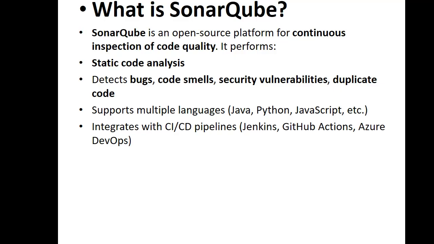And security vulnerabilities. Security vulnerabilities are the weak points in the code that could be exploited by attackers to compromise the system. A few vulnerabilities are hard coding secrets, SQL injection, unvalidated inputs, etc. Duplicate code means we are repeating the code multiple times, and that we call duplicate code.